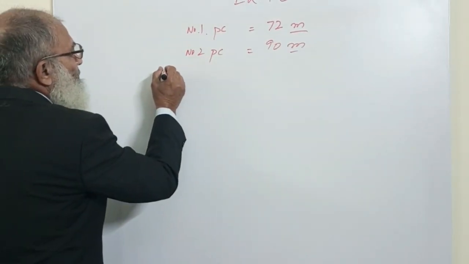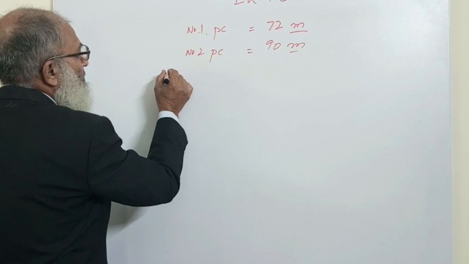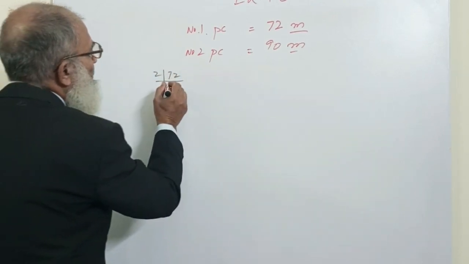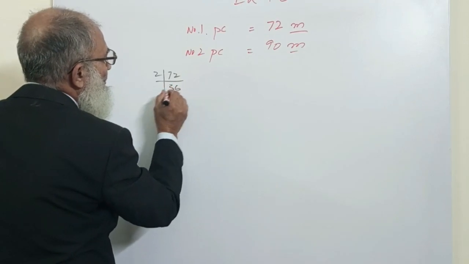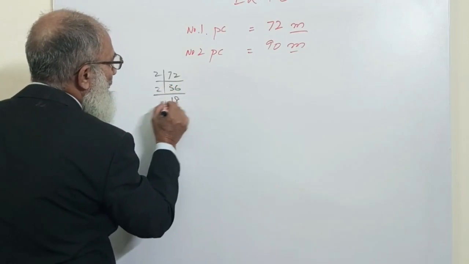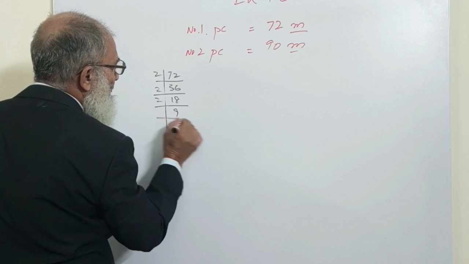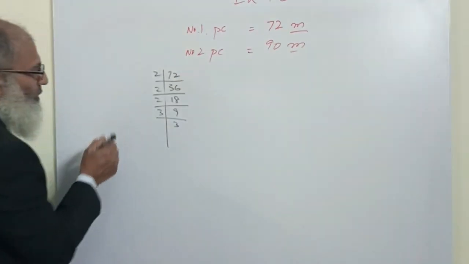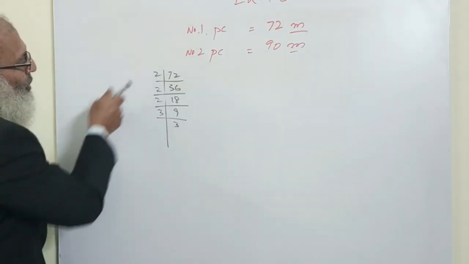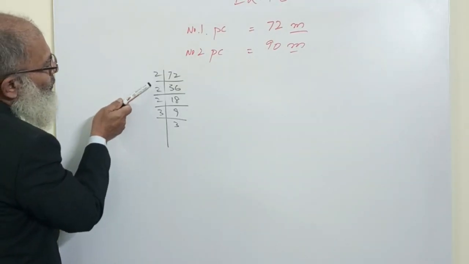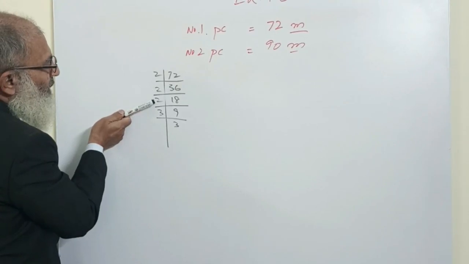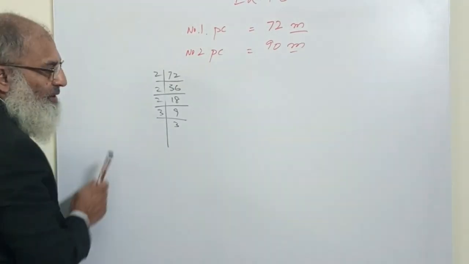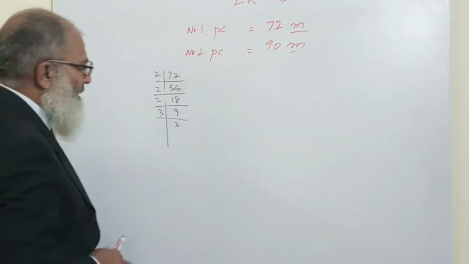Factors of 72. Start from the lowest possible prime number. 36, 18, 9, 3. You can also check it once. 2 times 2 is 4, 4 times 2 is 8, 8 times 3 is 24, 24 times 3 is 72.